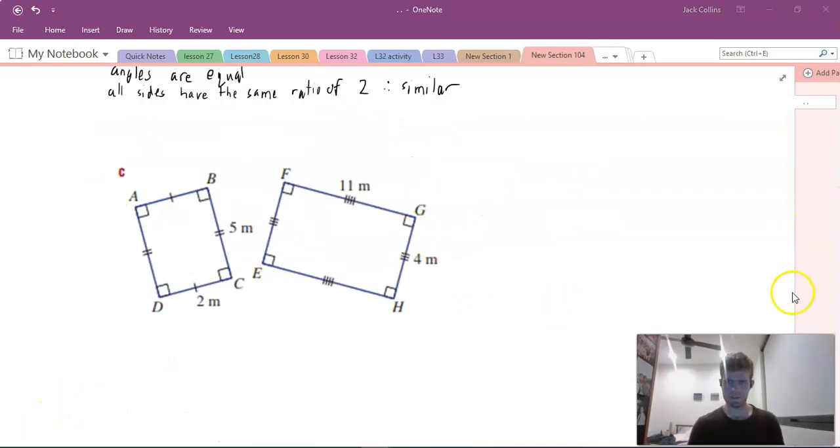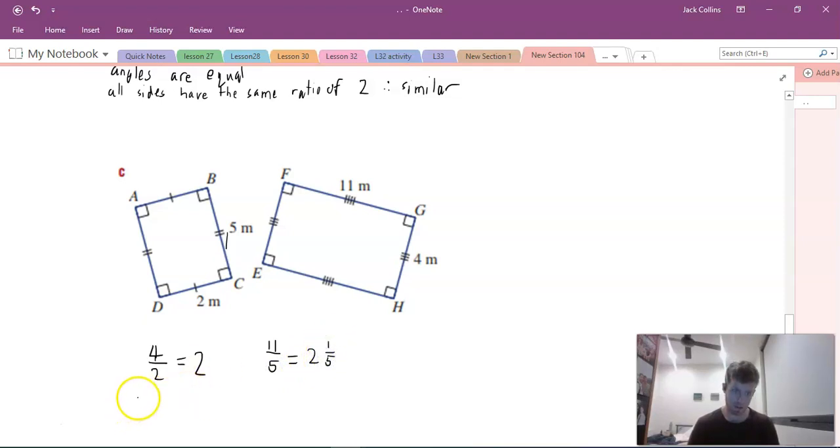We can have a look at this last shape here, and we can check if this is similar as well. So we can see they're both rectangles, and then we can get a ratio by looking at the corresponding sides. With the first one, comparing the 4 to the 2, 4 over 2 gives us a scale factor of 2. And then we can look at the second side. 11 over 5 is equal to 2 and 1/5, or 2.2.